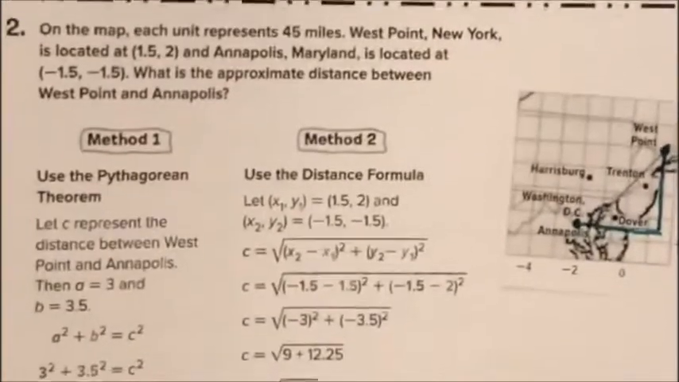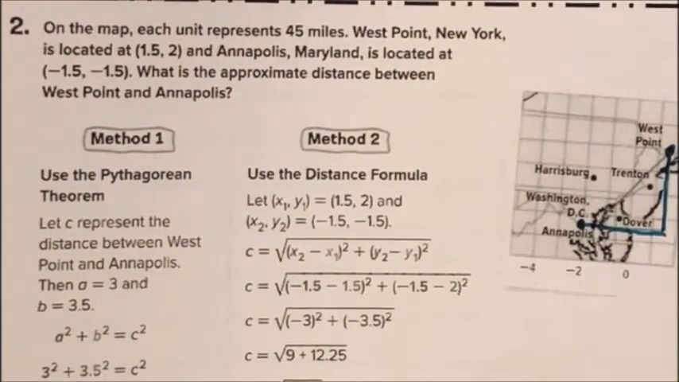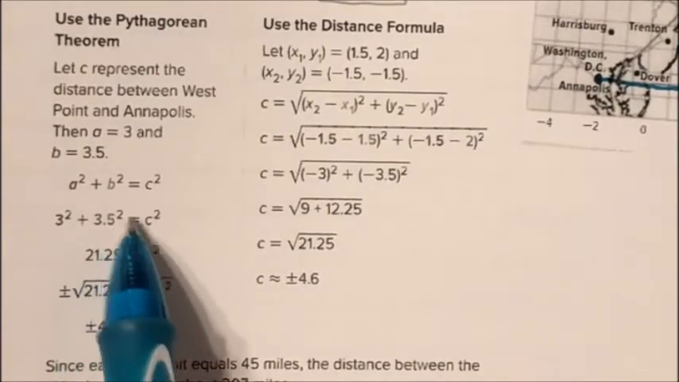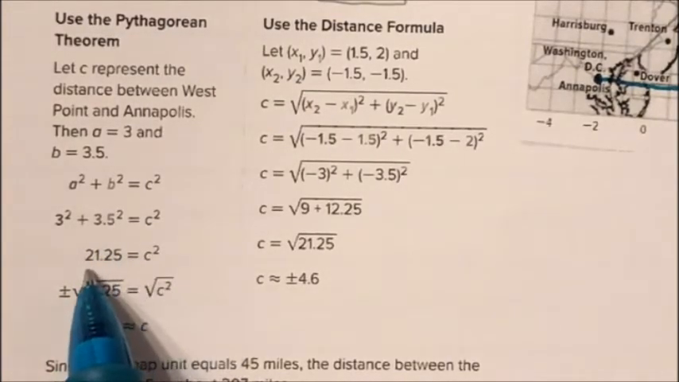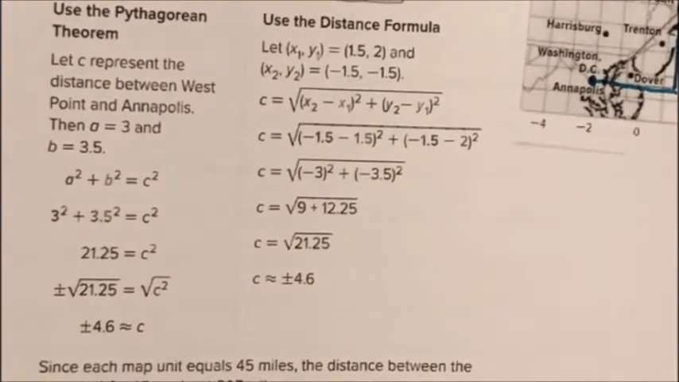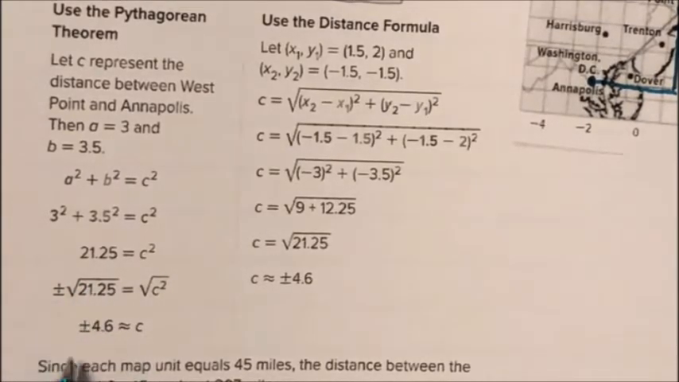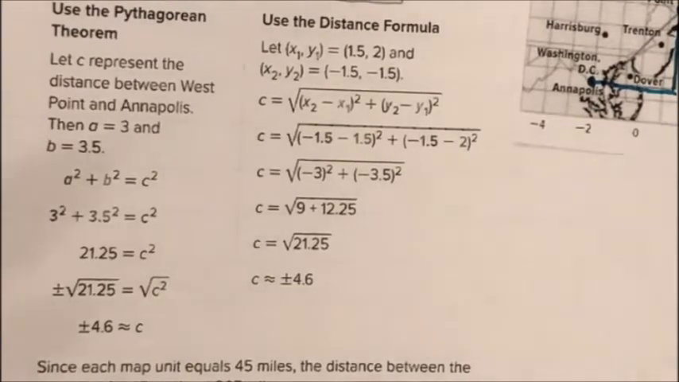So I let c represent the distance between West Point and Annapolis. Then a equals 3 and b equals 3.5. So my formula, a squared plus b squared equals c squared. 3 squared plus 3.5 squared equals c squared. 3 squared is 9. 3.5 squared is 12.25. When I add them together, I get 21.25. And I square root both sides, and I get 4.6. So that's one way to do it, using the Pythagorean theorem.